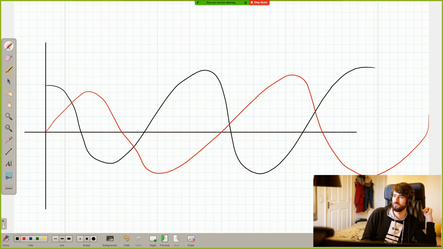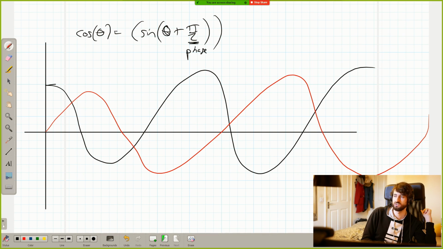The thing about cos theta is, it's the same as sine theta, but we add pi over 2. Right, and this is a phase. And a phase is just how much you move it away. If I decide to move this a quarter of a pi, then that's my phase.